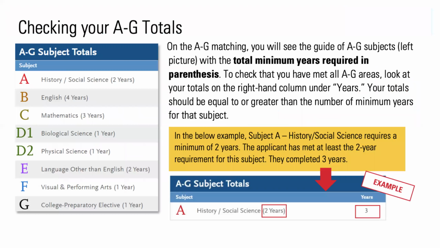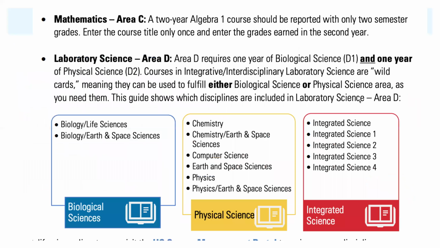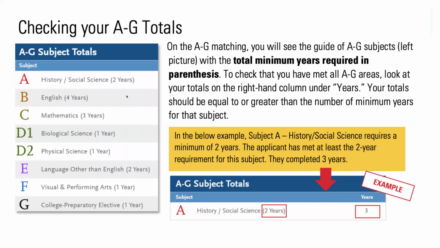Okay, so checking your A through G totals. On the A through G matching section, you'll see the guide of A through G subjects on the left. You'll want to check that you have met all A through G areas, and you'll do that by looking at your totals on the right-hand column under years. Your totals should be equal to or greater than the number of minimum years for that subject. For example, if you have 4 years of history instead of 2, that's awesome, you just went above and beyond, but you do need a minimum of 2 years.